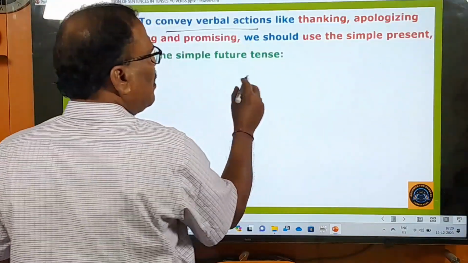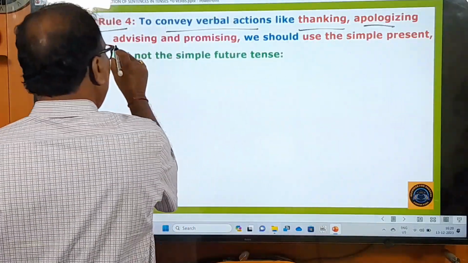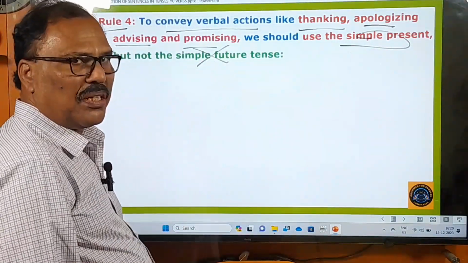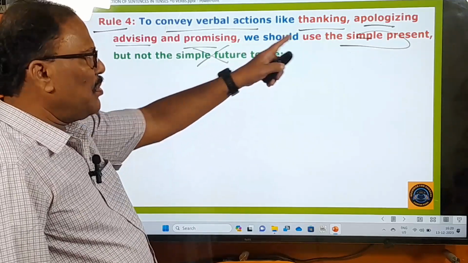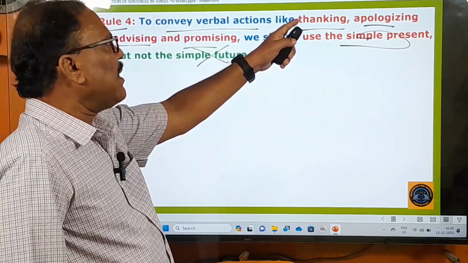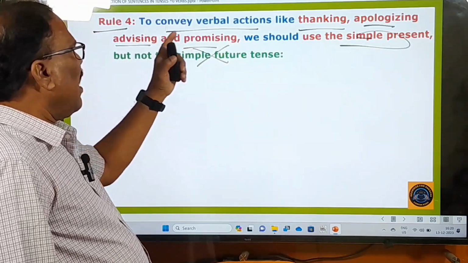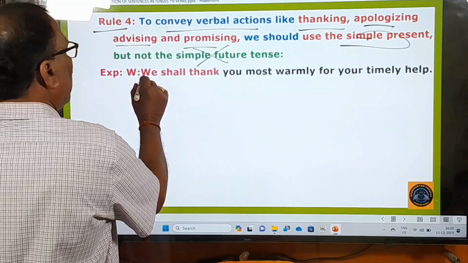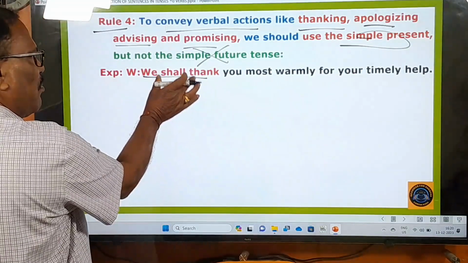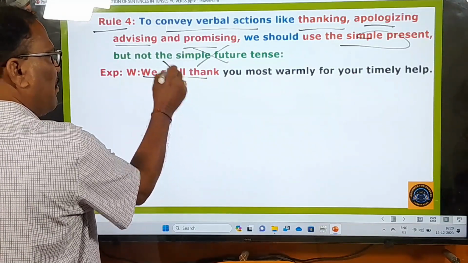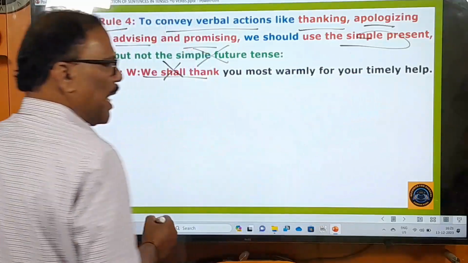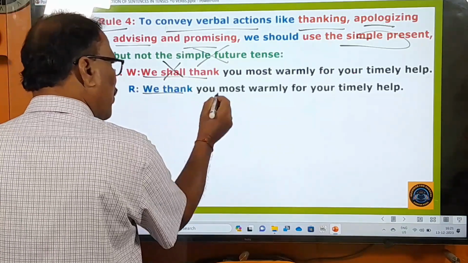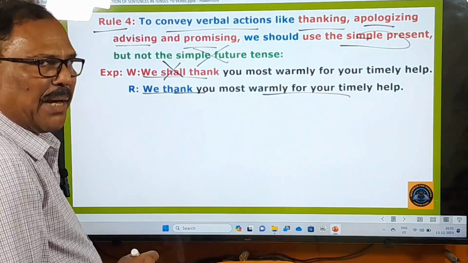To convey verbal actions like thanking, apologizing, advising, and promising, we should use only the simple present, but not the simple future. We should use only the simple present to indicate thanking, apologizing, advising, and promising. Let me give you some examples. We shall thank you. You are thanking, but we should not express this in the simple future. We shall thank you most warmly for your timely help. That's the sentence, and this is wrong. We should say, we thank you most warmly for your timely help.